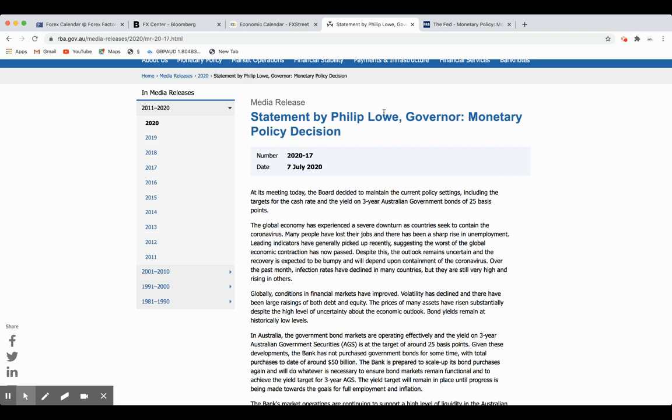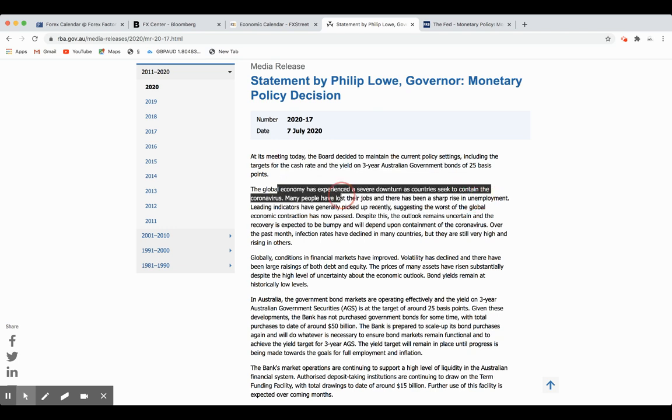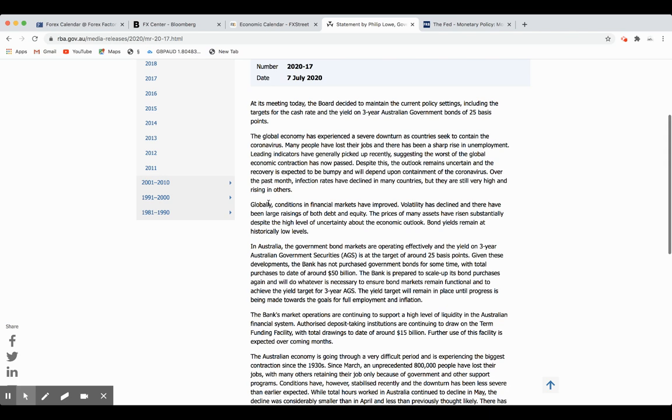Looking at this one then, key pointers that we can take away from this monetary policy decision. So we're looking at coronavirus, right? Coronavirus continuing to cause a downturn. Many people have lost jobs. There's been a sharp rise in unemployment. So a lot of flags suggesting the worst of the global economic contraction has now passed. Okay, the outlook remains uncertain. Recovery is expected to be bumpy and depends upon the containment of the coronavirus. So you can see the coronavirus there acting as a geopolitical factor playing in the market and causing uncertainty, right?